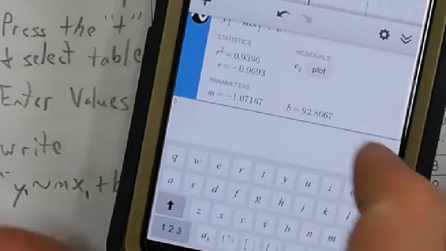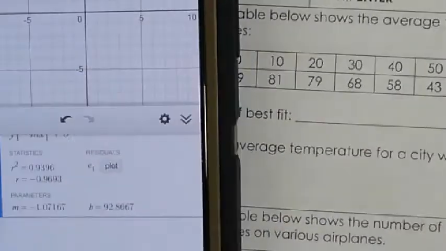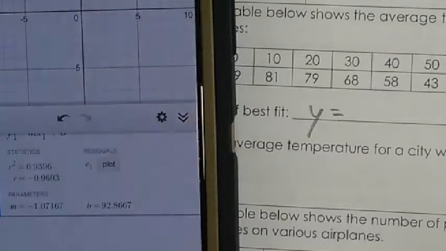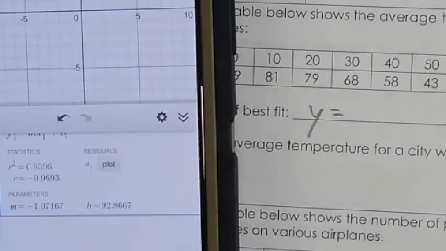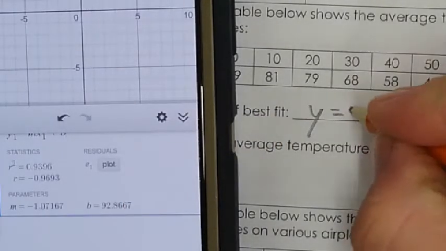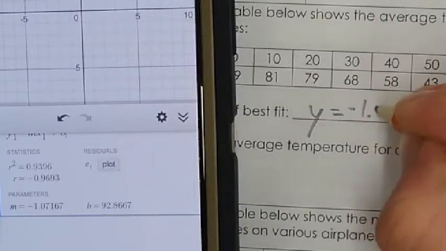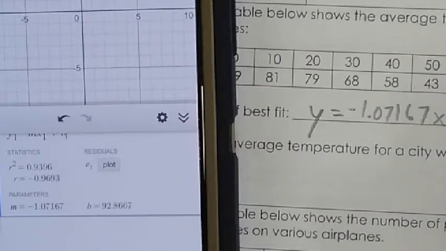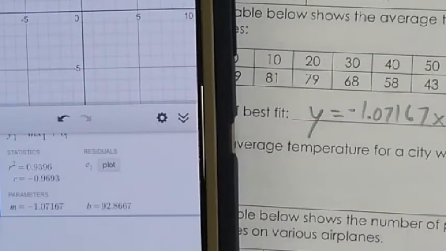So what I want you to do is create that equation now. To create that equation, you're going to do Y equals what we got for M. Now, you'll be able to tell it's a huge decimal. So go ahead and write out that whole decimal. That way it can be exact. So negative 1.07167 X plus our B. What's our B? Is that big long one? 92.8667. So that is our equation.